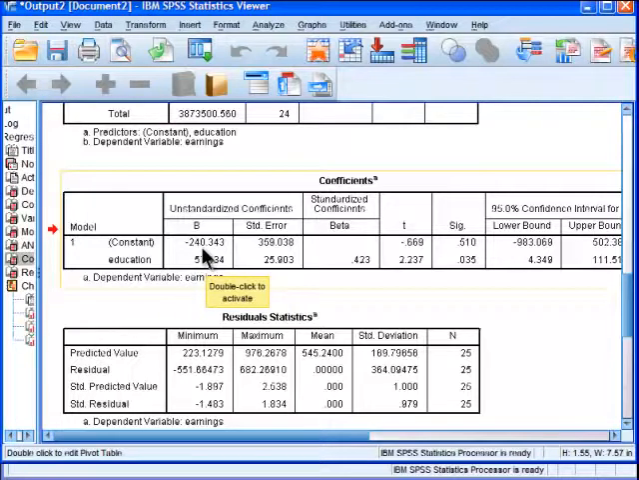Now here we have the intercept, and SPSS for whatever reason calls it the constant. And the constant, or the intercept, is the value of y, so the value of weekly earnings when x is 0. And I especially like this example for linear regression because this is obviously a nonsensical value. This suggests that if you have 0 education, you would earn negative $240 a week.